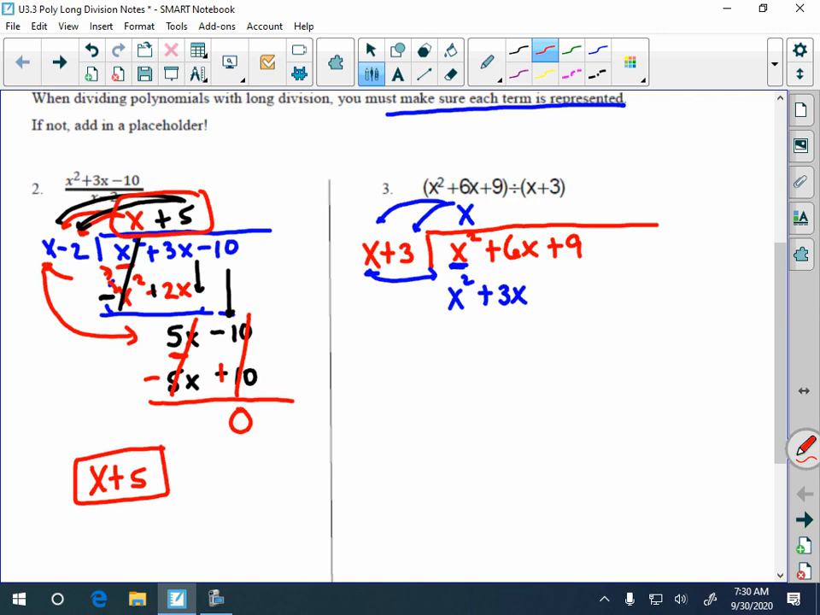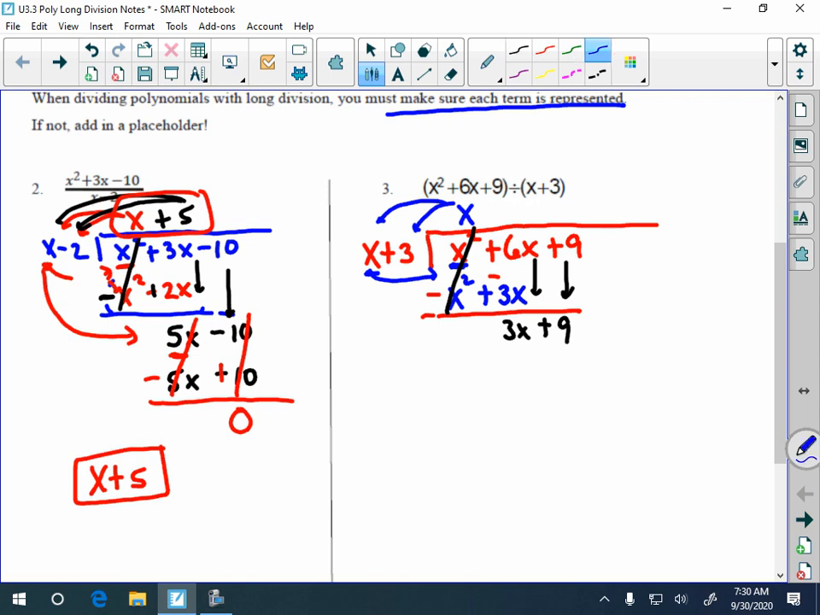Okay, so remember we draw the line underneath, change both signs to their opposites. So it becomes a negative x squared and a negative 3x. And make sure you do that negative dark so you can see it. And now we're going to add down. X squared minus x squared is 0. They cancel out. 6x plus negative 3x, remember adding down, that's 3x. Now bring the 9 down.